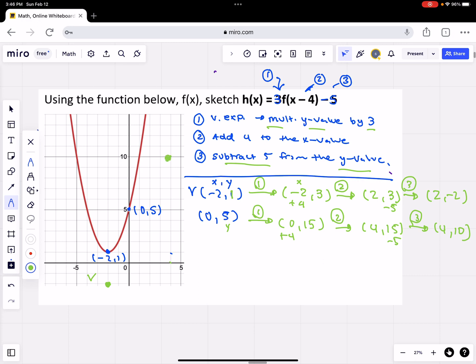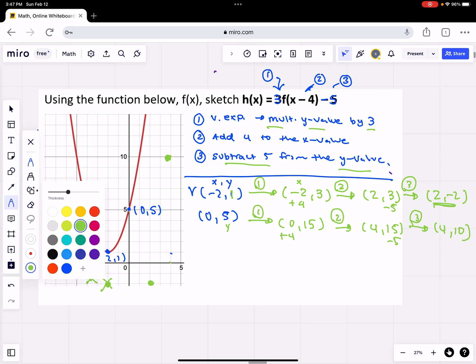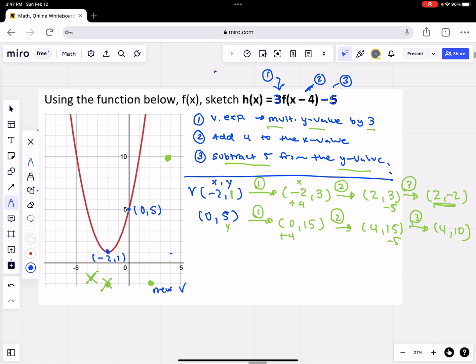Okay, I'm actually just realizing that that vertex is not right. So it's 2 comma negative 2. So 2 comma negative 2 is down here. So I am going to mark them. This is the new vertex. And that's not the y-intercept, but this 0 comma 5 got moved to that one. So that's h of x.